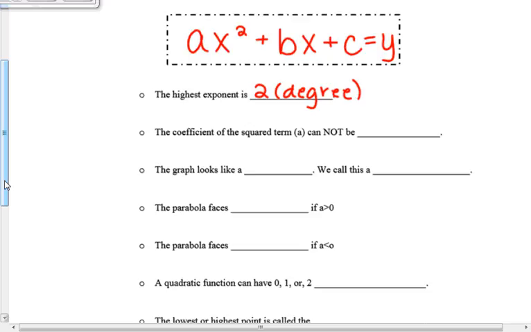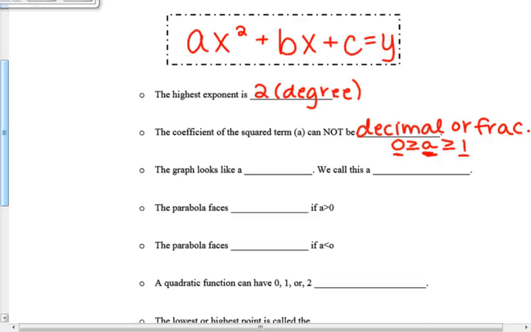The coefficient of the squared term cannot be a decimal or a fraction. Meaning our a value cannot be between 0 and 1, or equal to 0 or 1. It needs to either be less than 0, meaning a negative number, or it needs to be greater than 1.